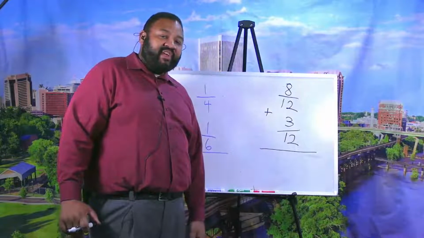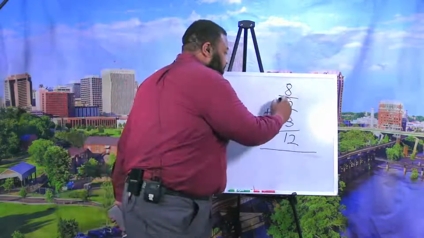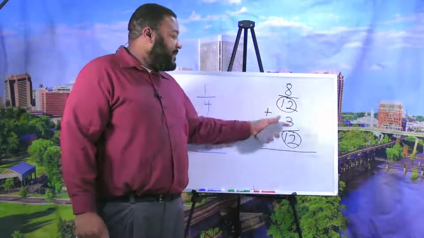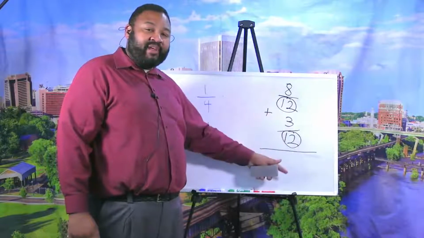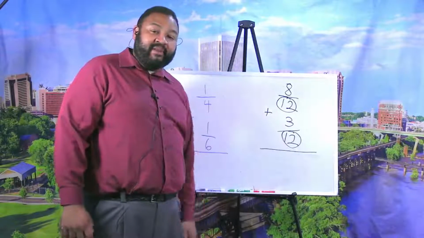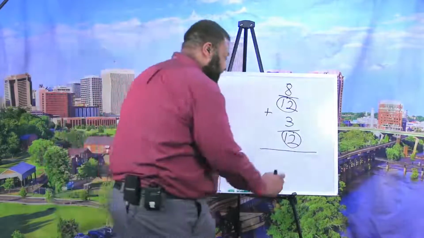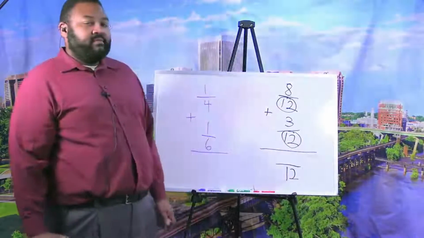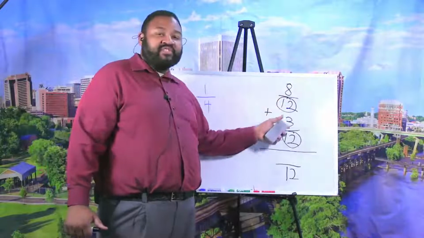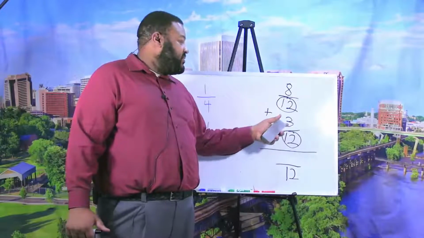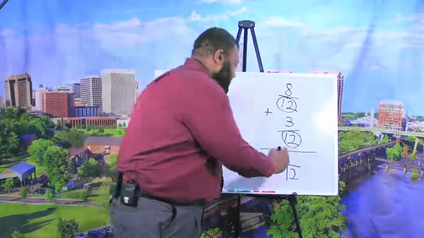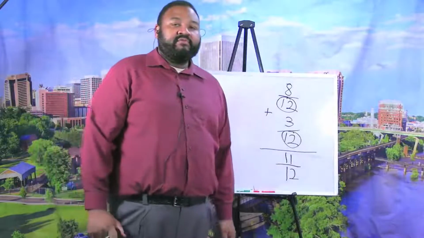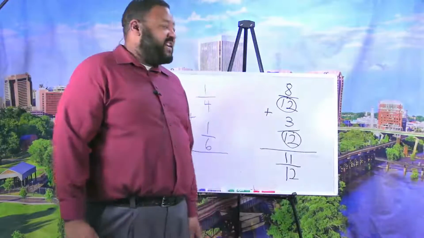Once again, what am I looking at? I'm looking at my denominators. I've circled my denominators. Both of my denominators are now the same. Since both of my denominators are the same, guess what I'm going to do? I'm just going to bring it down. And so now I have my top 2 numbers, which are called my numerators. I'm going to add my numerators, 8, 9, 10, 11. 11/12. Questions or concerns with that?